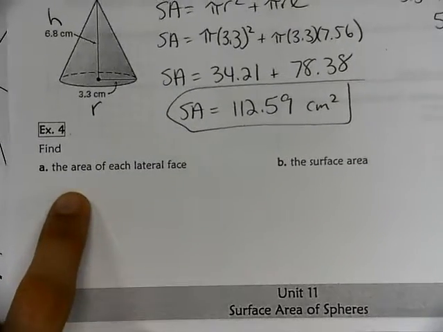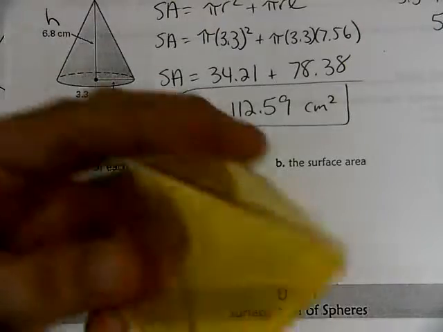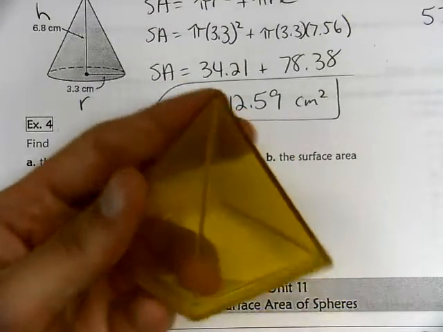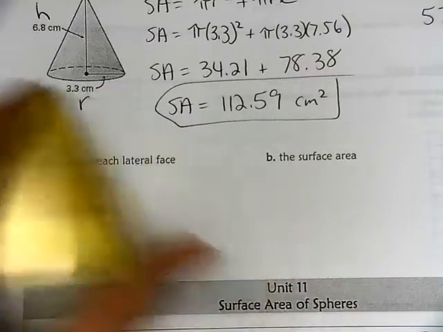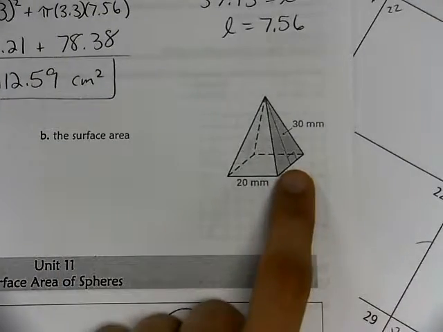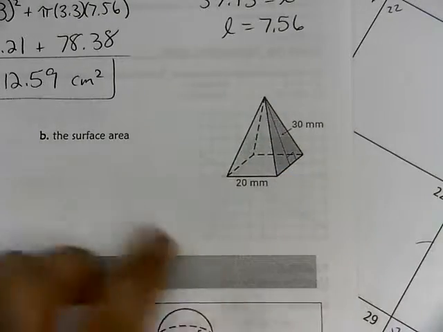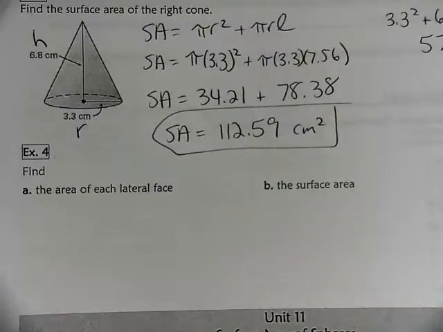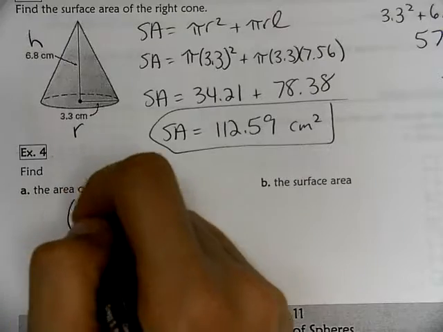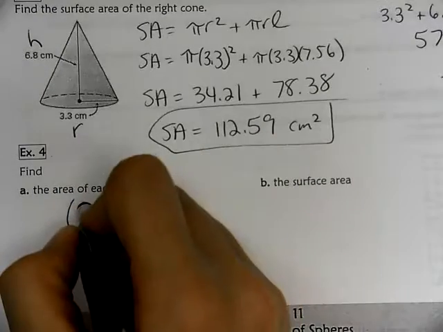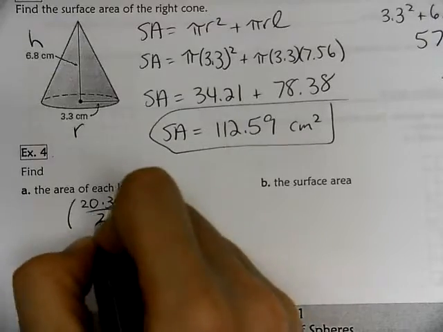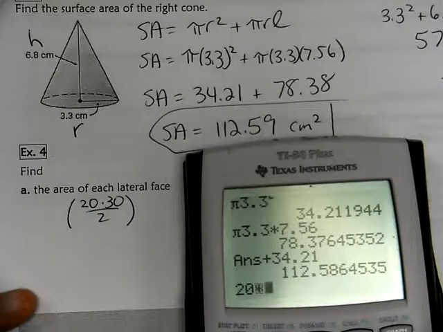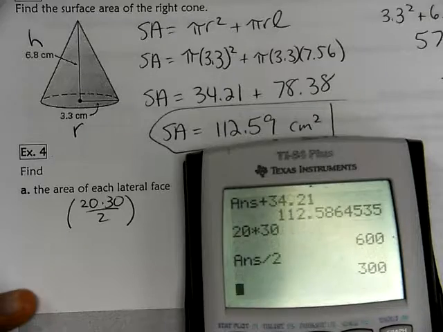So I can first find the area of each lateral face. A lateral face is just the triangle that makes up the rest of the pyramid. So how do I find the area of this triangle that's 30 and 20? That 30 is the height. This is a square, so each side is 20. So we could do the area formula for a triangle, which is base times height divided by 2. So you could do 20 times 30 cut in half. 300.